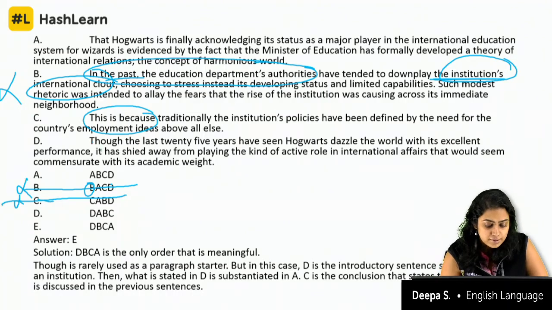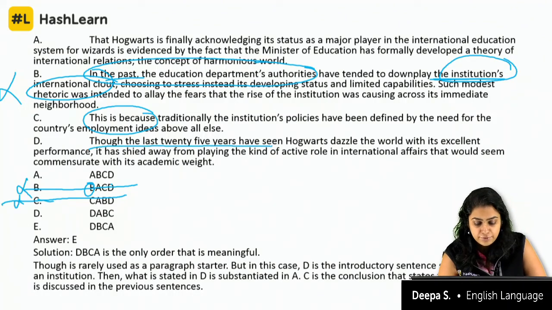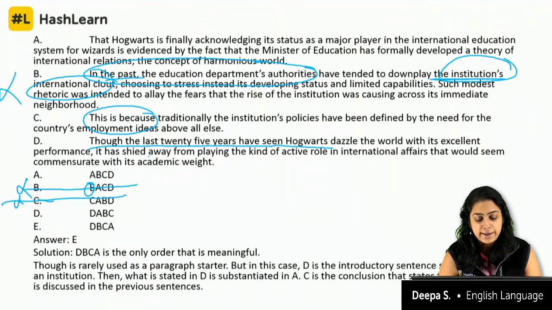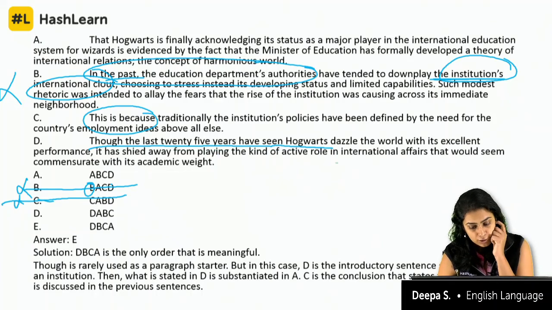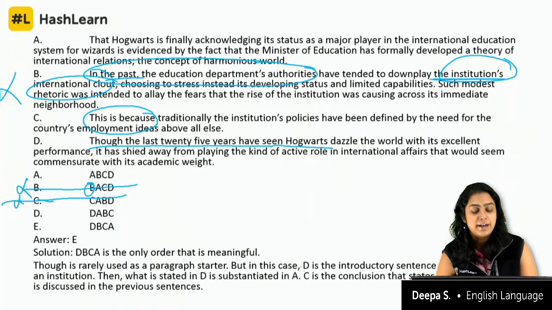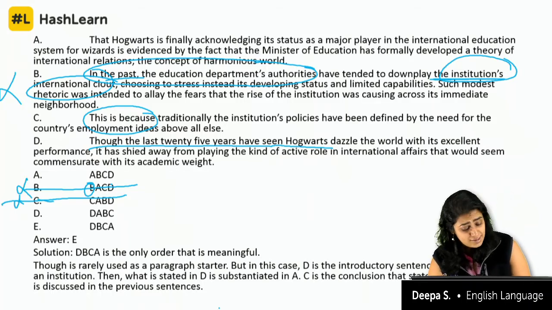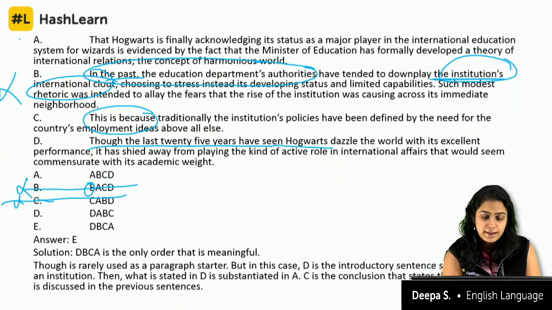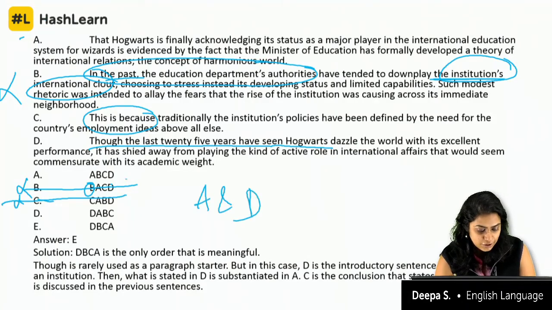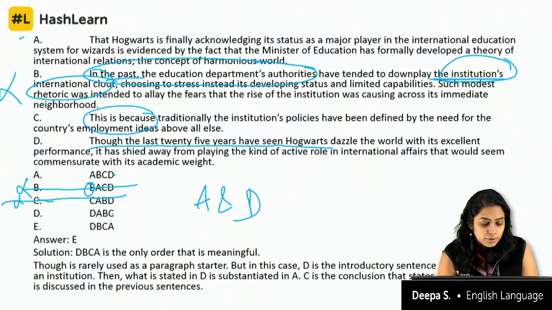So this cannot be a starting sentence. Eliminate. Now look at this. Though the last 25 years have seen Hogwarts dazzle the world in its excellent performance, it has shied away from playing the kind of active role in international affairs that would seem commensurate with its academic weight. This is a possible starting sentence. A is a possible starting sentence. So my options are between A and D, which leaves me with A, D, E. Correct?